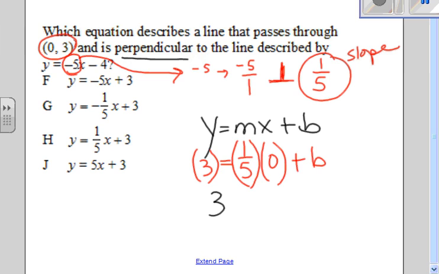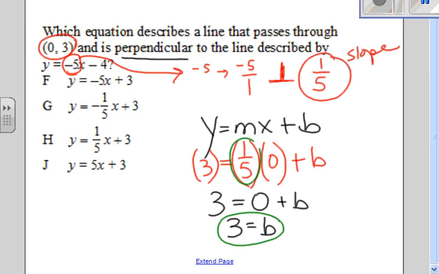3 equals 1/5 times 0, which is 0, plus b. So 3 equals b, which means your equation, grand total, there's your b, here's your m. Your equation is going to be y equals 1/5 x plus 3. Hopefully they're written in that form. They are, and so the answer is H.